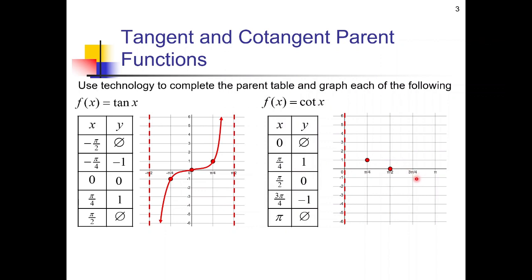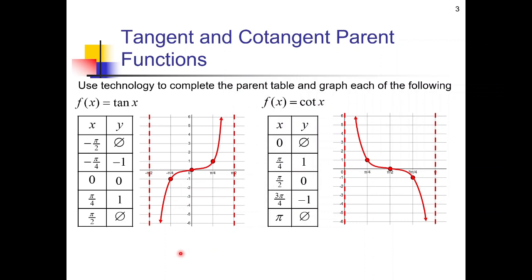3 pi over 4, negative 1, and another vertical asymptote going through pi. So we end up with kind of the same graph as tangent, but going down instead. And also the asymptotes are shifted over a bit, but it's the same kind of a graph. So some commonalities we're noticing here for both of these.